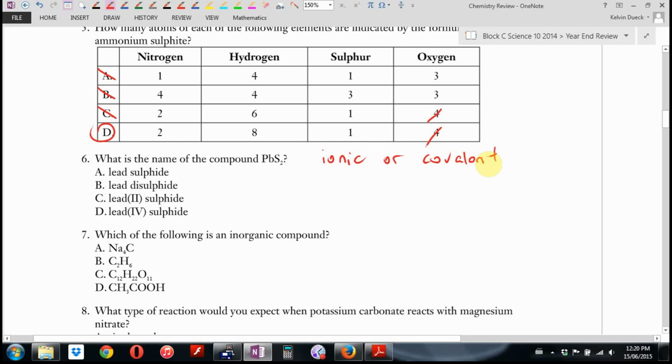It's not covalent. How do I know? Metal. Non-metal. It's ionic. And lead is particularly yucky. If you find it on the periodic table, can you tell me why lead is particularly yucky?